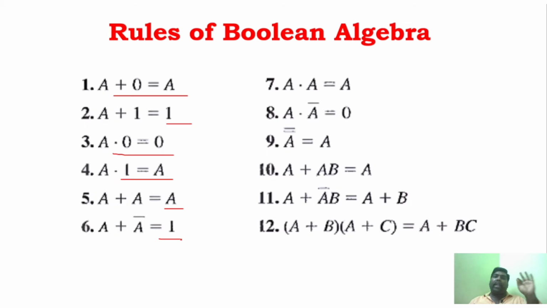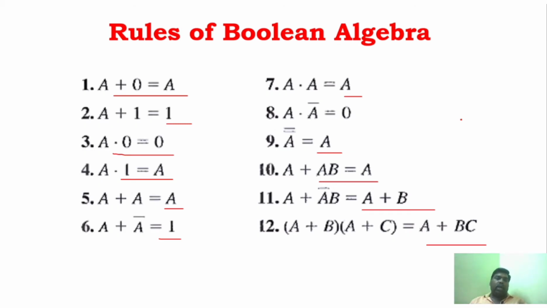You have to understand and remember all these 12 rules so that whenever you need to simplify something, you can use these expressions directly. So A dot A is equal to A, and similarly A dot A complement is equal to 0, and A double bar is equal to A, and similarly A plus AB is equal to A, and A plus A bar B is equal to A plus B, and then A plus B into A plus C is equal to A plus BC. We have already seen associative law and commutative law. These are the other rules.